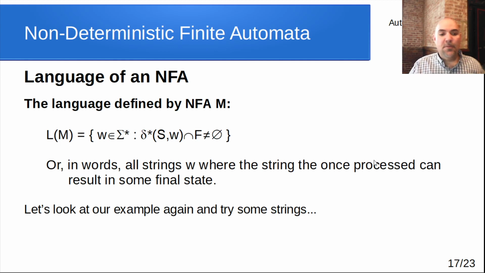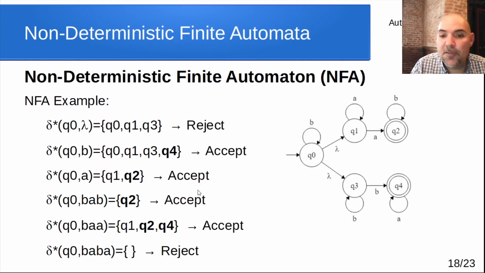Okay, so let's look at our example again and then try some strings using that extended transition function and decide whether they're accepted or rejected. All right, so here, I maybe should have divided this up on separate slides, but just focus on this top one first, this one right here.